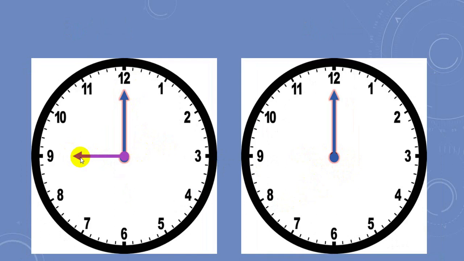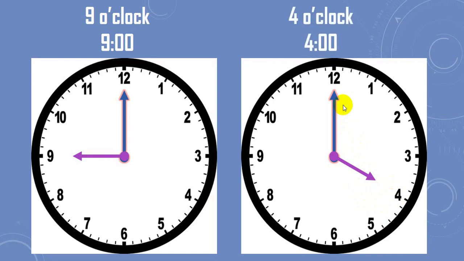In this case, the hour hand is pointing at 9 and the minute hand is pointing at 12, so the time is 9 o'clock. And in this, the hour hand is pointing at 4, so the time is 4 o'clock.